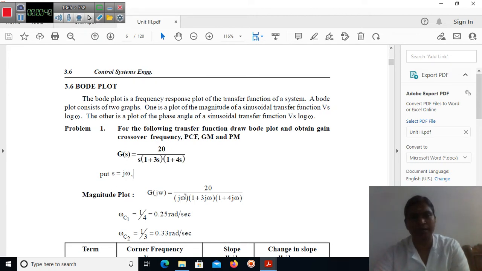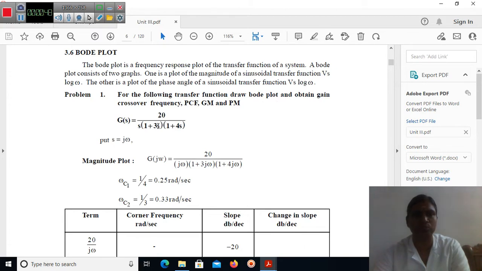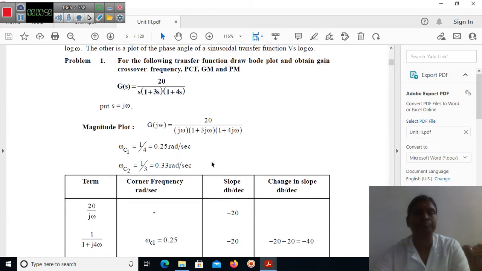G of j omega is equal to 20 divided by j omega into (1 plus 3 j omega) into (1 plus 4 j omega). We can just substitute s equal to j omega here. In the 1 plus s into T format, we have two terms here, so we have to calculate the two corner frequencies, omega c1 and omega c2.